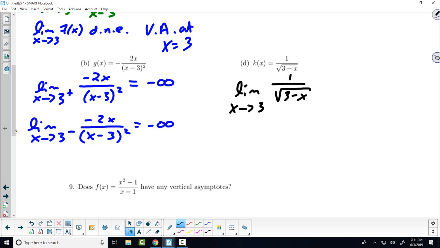No. What's the domain of k? The domain of k, we had a domain quiz. This problem was almost identical to one on it. What's the domain of k? Minus infinity to 3. What goes on the end there? Square bracket.